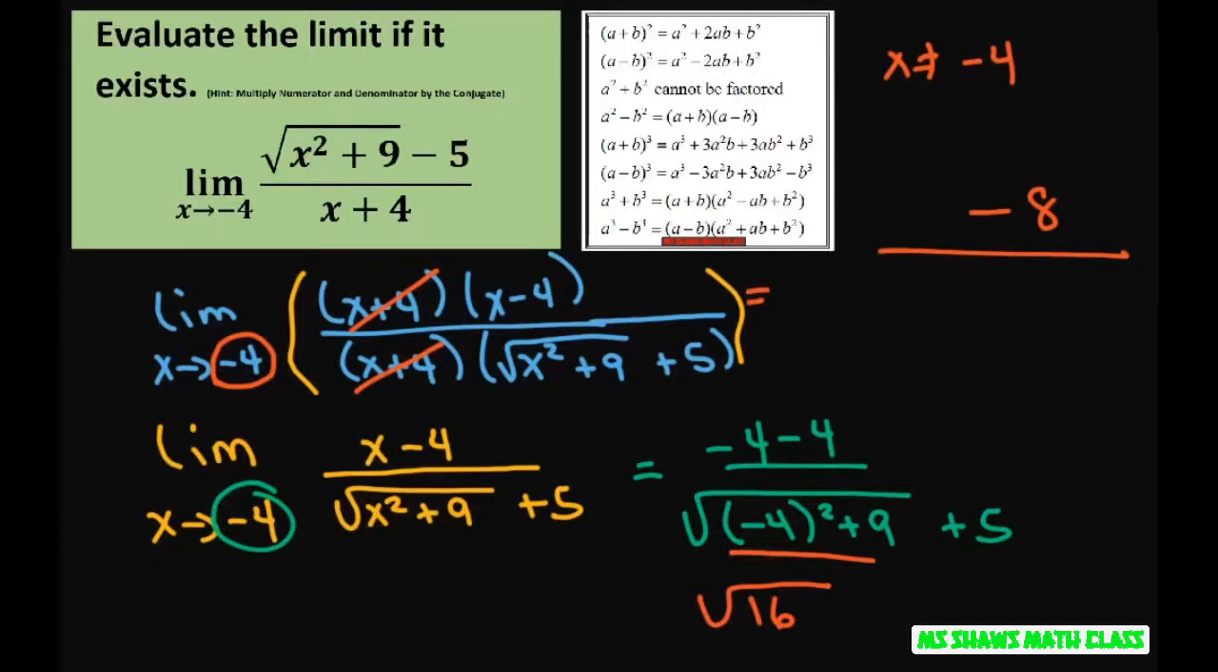No, this is going to be 25. What am I doing? 16 plus 9 is 25. Square root of 25 is 5. So you get 5 plus 5. So this is going to end up being negative 8 divided by 10, which is reduced to negative 4/5.